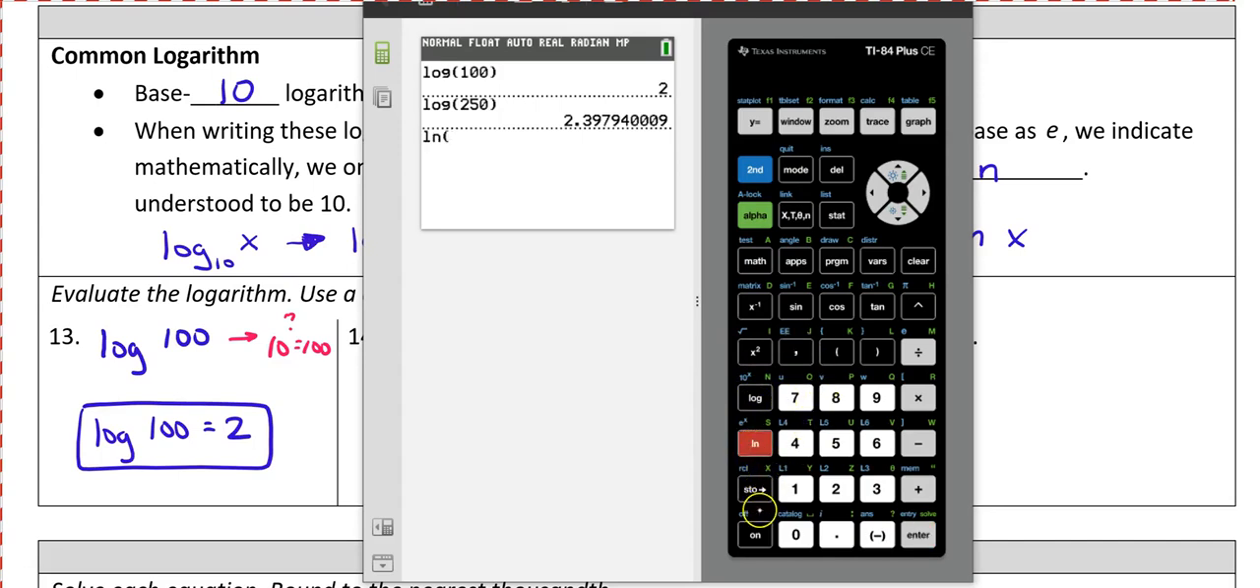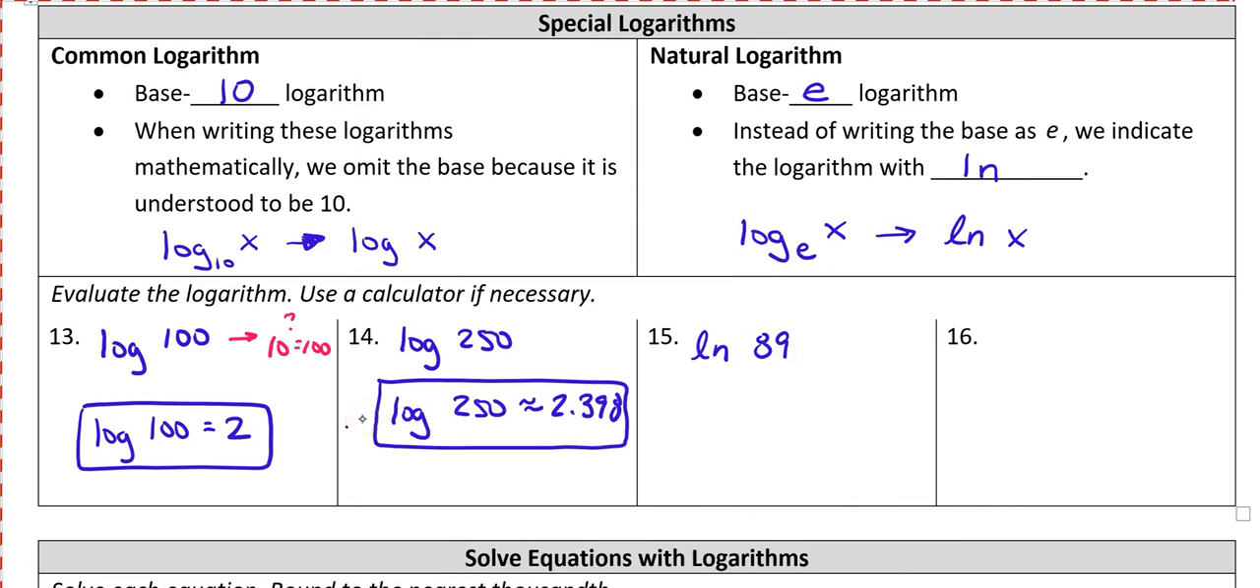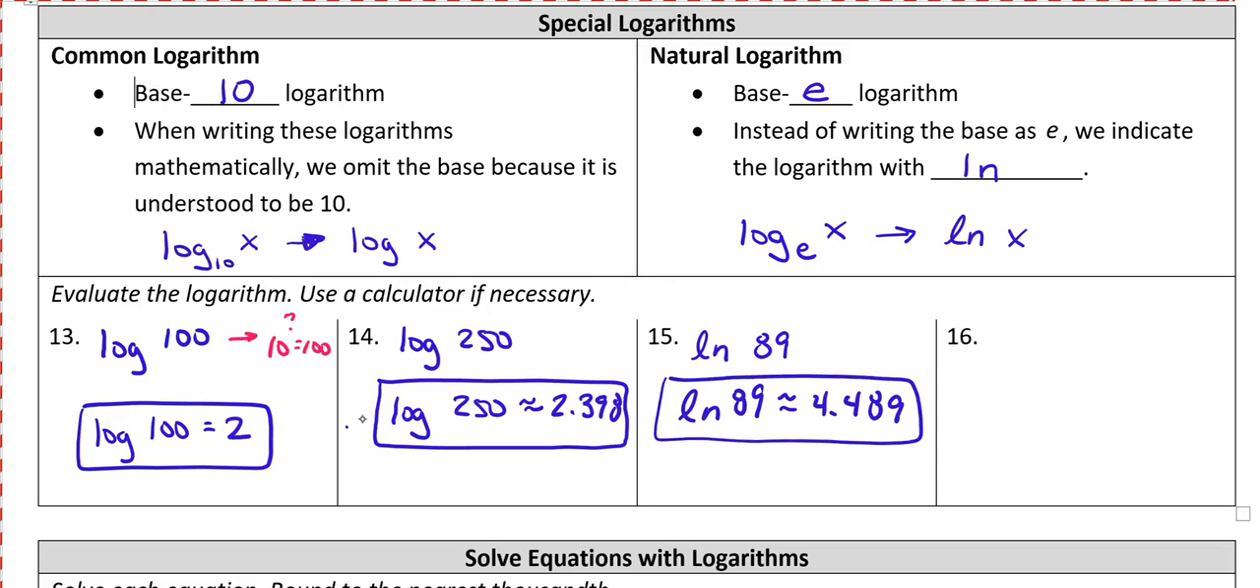So ln, and then we're looking for the natural log of 89. We're going to type in 89, close out the parentheses, hit enter, and get 4.48863, and so on. Again, we're going to round to 3 decimals. So 4.489 is the approximate value for the natural log of 89.